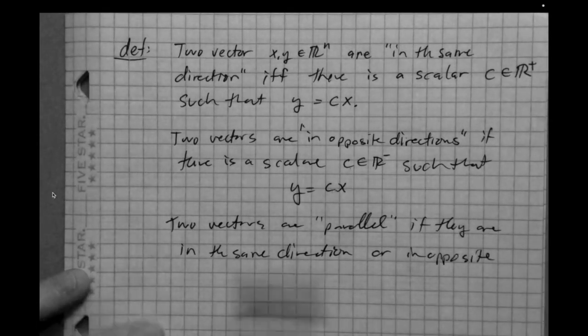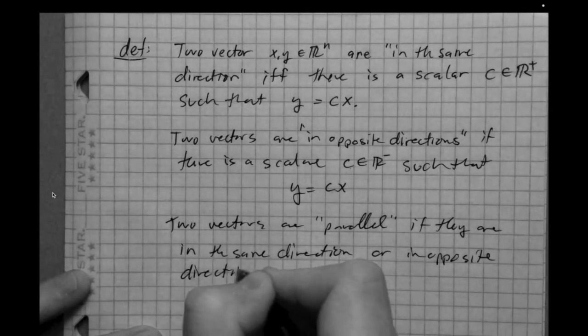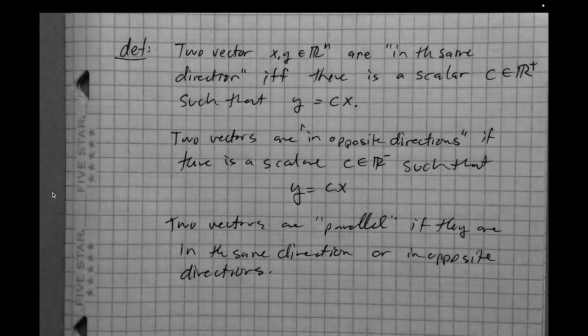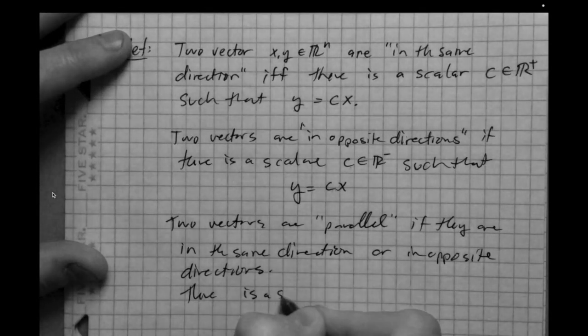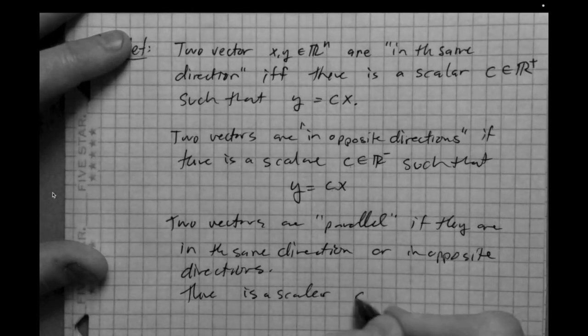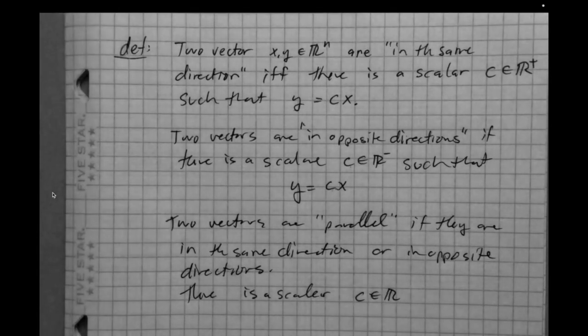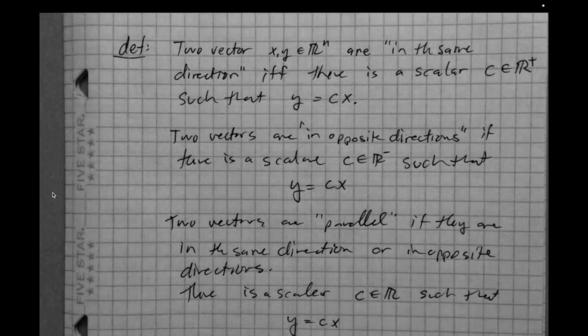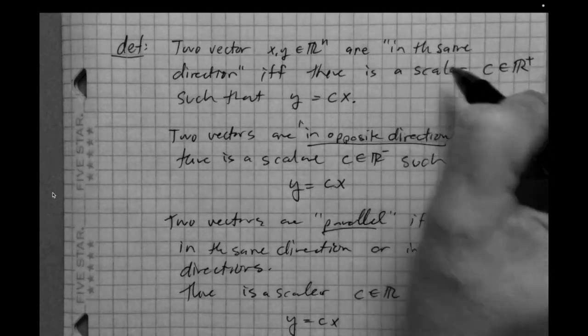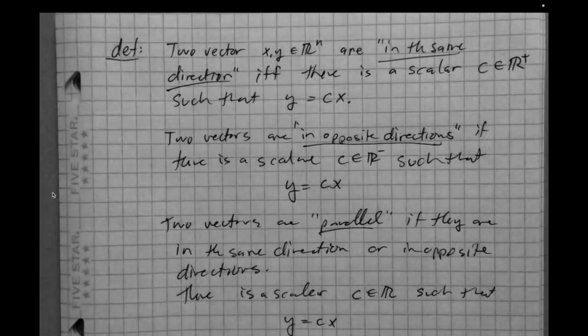Okay, same direction or opposite directions. Now, a quicker way to say that would be to say there is a scalar c in R, positive or negative, such that y is equal to cx. Okay, so that's what we mean by in the same direction, or in opposite directions, or parallel. So we define three things there, very tightly related, obviously.